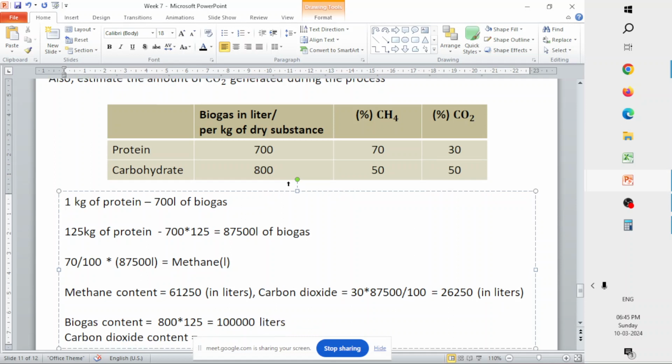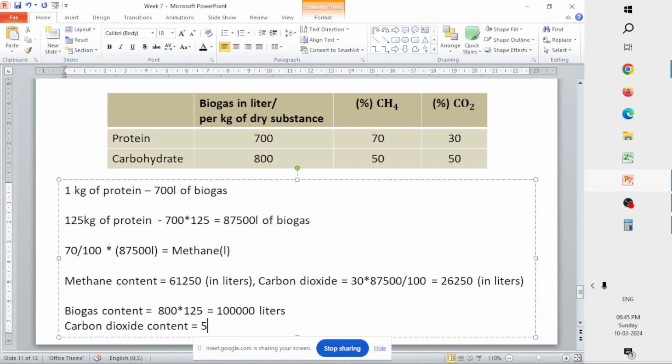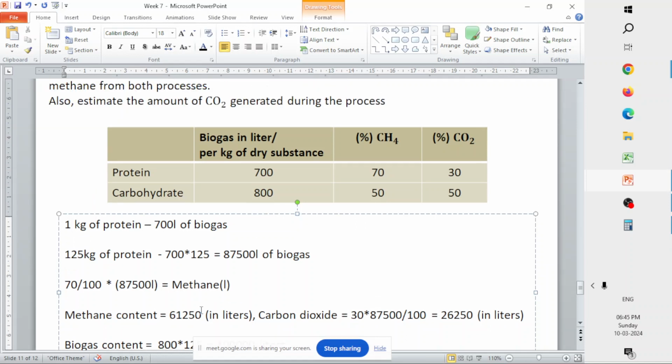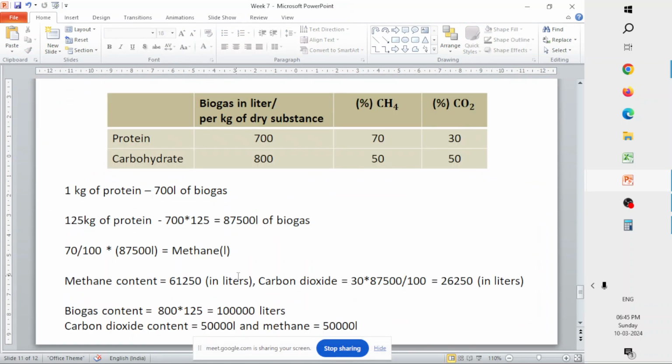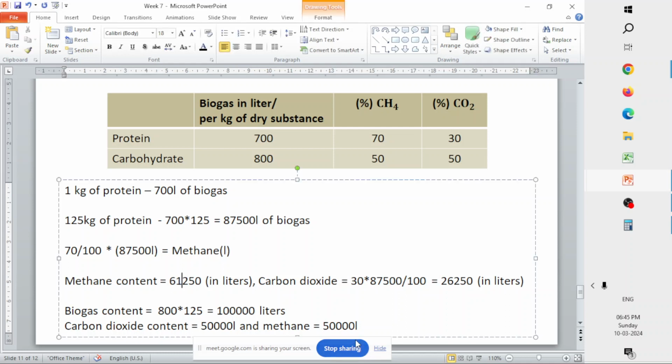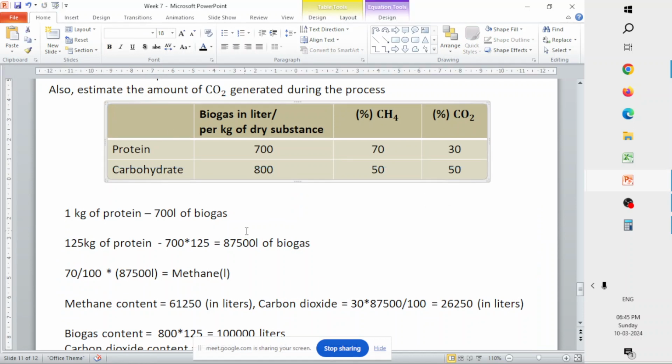Out of which 50-50 is for CH4 and CO2. So it's just 0.5. So carbon dioxide content will be 50,000 liters and methane content will be again 50,000 liters. Now you are asked to compare the results, which is going to generate more methane. Obviously 61,250 is more than 50,000, so protein based feedstock is generating more methane compared to carbohydrate feedstock.